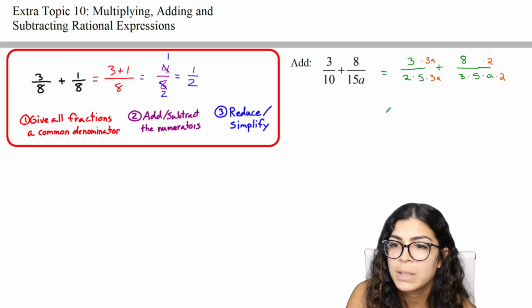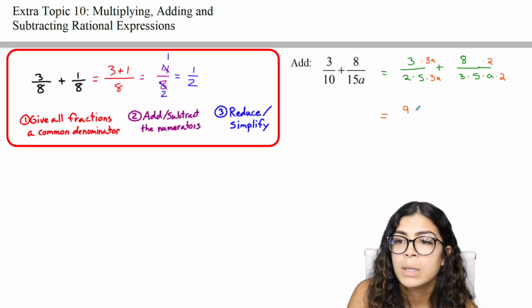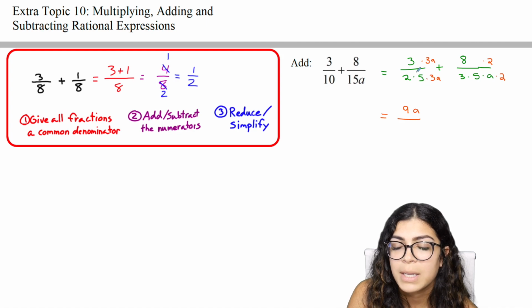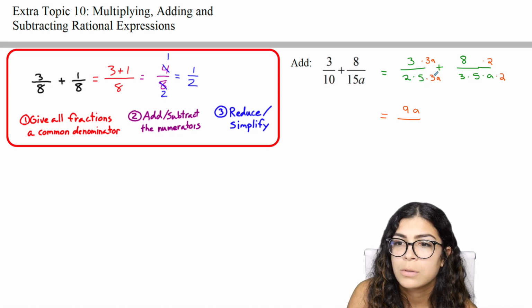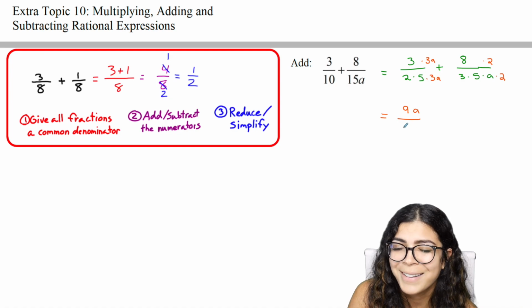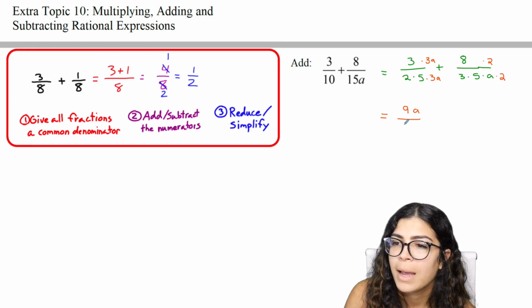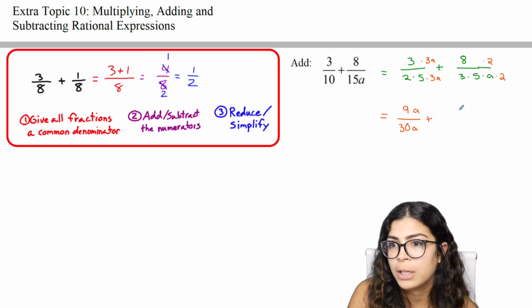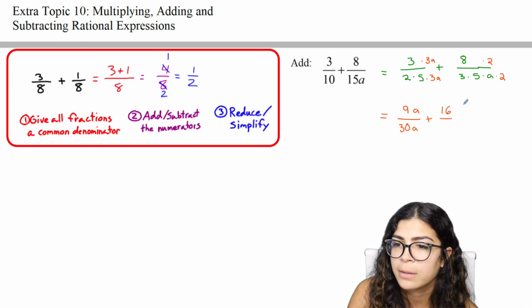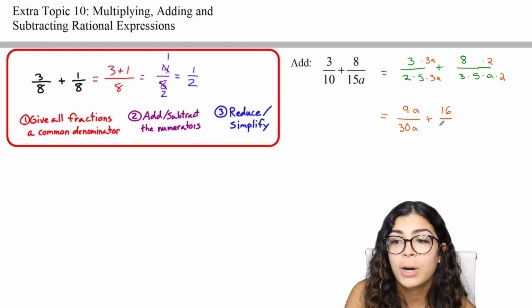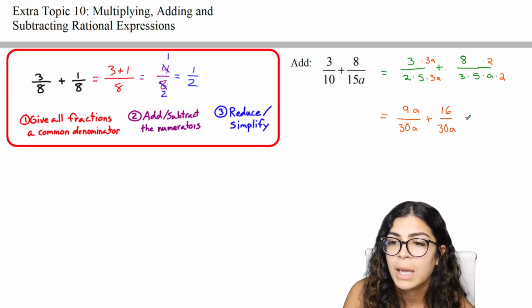Okay, so now we're going to simplify. 3 times 3a would be 9a. The denominator here, 2 times 5 times 3 times a would be, 2 times 5 is 10, and 10 times 3 is 30, so this would be 30a. And then 8 times 2 is 16, and again, the denominator here is the same. We have all of the same factors multiplied together, so that would also be 30a. Remember, for adding and subtracting, once you get the denominator to be the same, it stays the same for your answer, and you just add the top. So the numerator is going to be 9a plus 16.